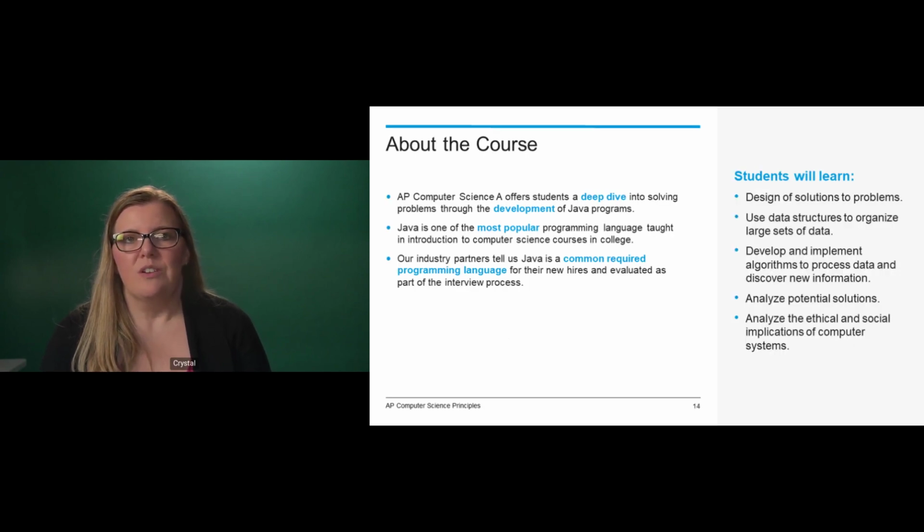So in this course, students are going to do that deep dive into solving problems through the development of Java programs. And Java is still one of the most popular programming languages taught in introductory computer science courses in college. Even though some schools have switched their first course away from Java into another language, in their second course, almost 80% of students who go on to take Computer Science 2, the second semester course, are programming in Java. So having the first course in Java gives you that much extra to go into that second course. Our industry partners tell us that Java is commonly required for all of their new hires, and it's part of what they're evaluated on as part of the interview process. So Java is still a really strong language for you to start with.